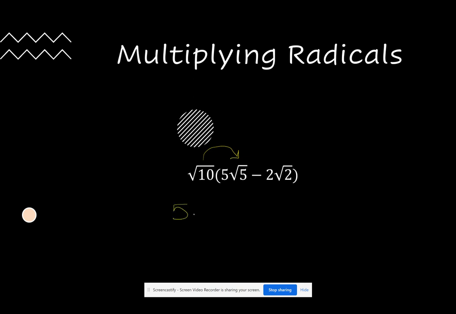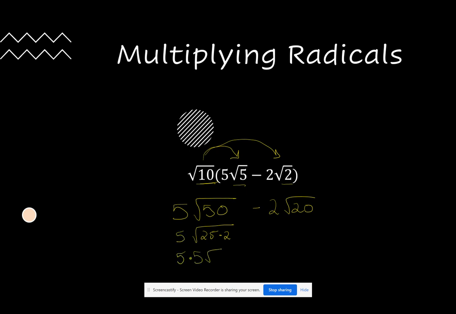So we have 5, and then 10 times 5 is 50, minus 2 times the square root of 10 times 2 is 20. So we're going to simplify each one. 50, 25 goes into it twice. So we get 5 times the square root of 25 is 5, root 2.